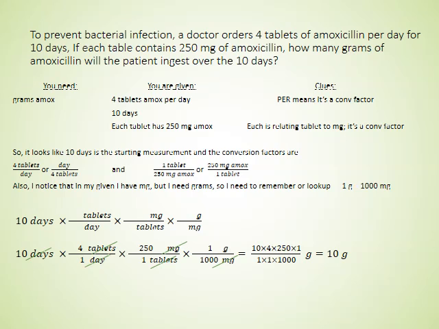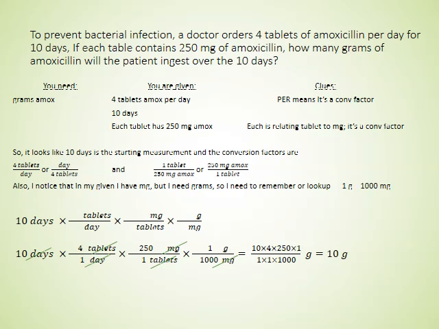We're told 4 tablets of amoxicillin per day. We're told a total of 10 days, and we're told that each tablet has 250 milligrams of amoxicillin. I should also say that it wants grams of amoxicillin in the 10 days. So we should probably begin with the 10 days. That seems to be the starting measurement. 4 tablets per day is the conversion factor, and a tablet has 250 milligrams is an equality between 1 tablet and 250 milligrams. So both of those would be conversion factors.